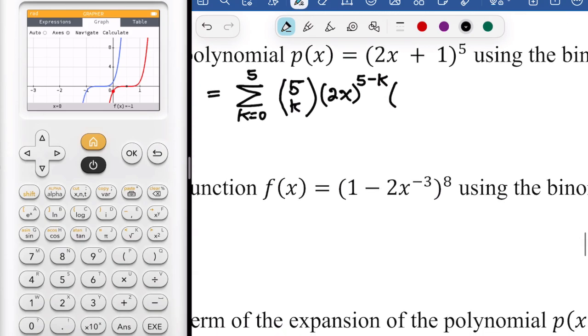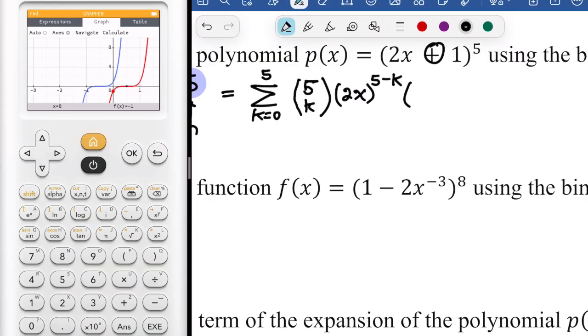Then I would have my positive 1, so 1 to just the k power. Because 1 to any power is equal to 1, there's no change there. This is really just going to boil down to what I know about that first term and my combination.